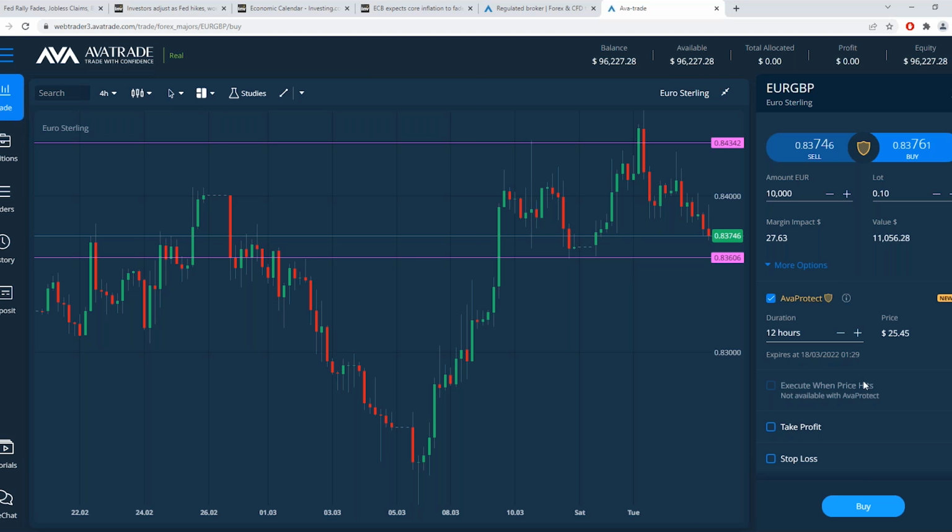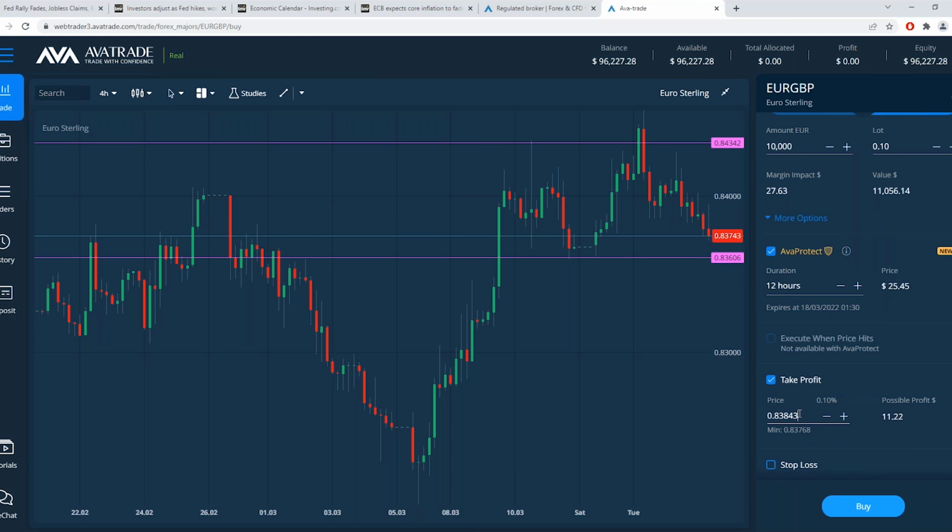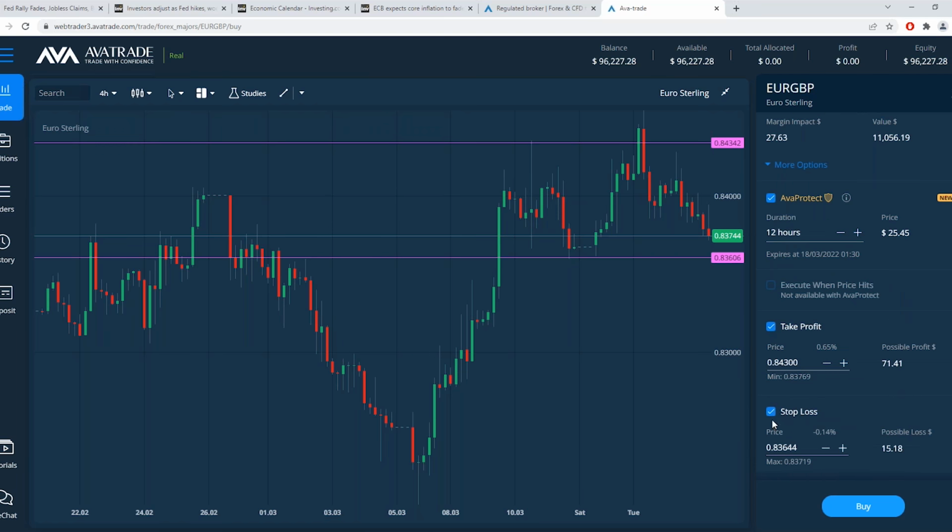Okay, and if that's the case, then I put 12 hours maybe to get me through the end of the day. Basically, it gives me the expiry date and time. I can put a take profit up near this line, 84.30, let's say. That's before the resistance up there. 84.30. And then my stop loss, I don't need right now.